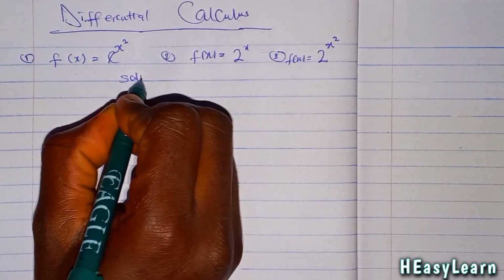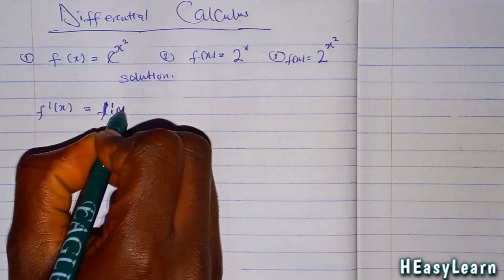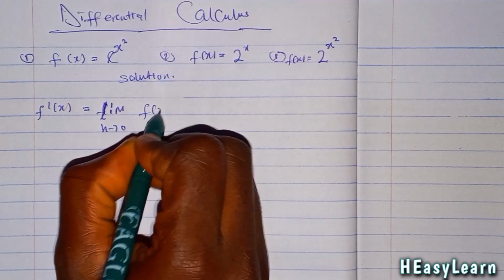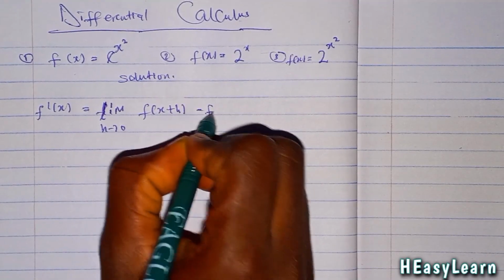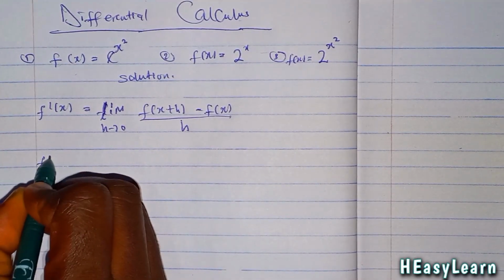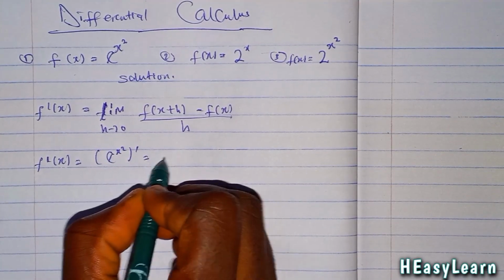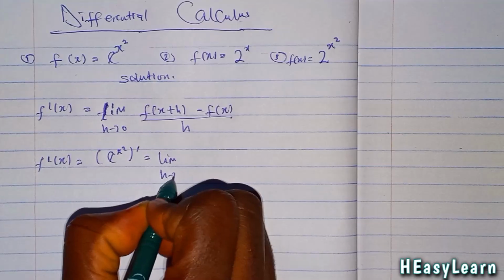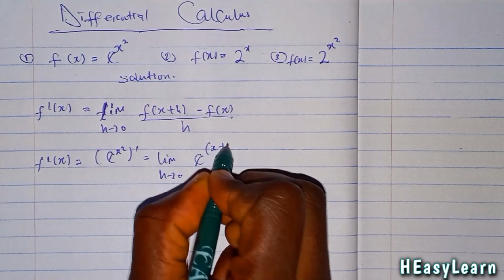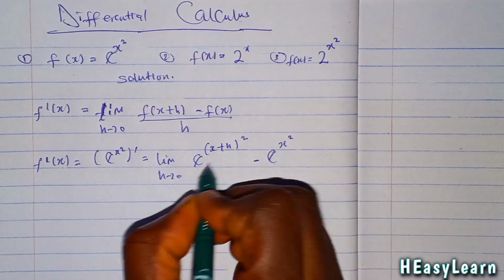To use first principle to find the derivative of the function, by definition, the limit as h approaches 0 of f(x plus h) minus f(x) over h. The derivative of the function e to the power of x squared is the same thing as the limit as h approaches 0. Anywhere there is x in the function, plug in (x plus h) squared, minus the original function.